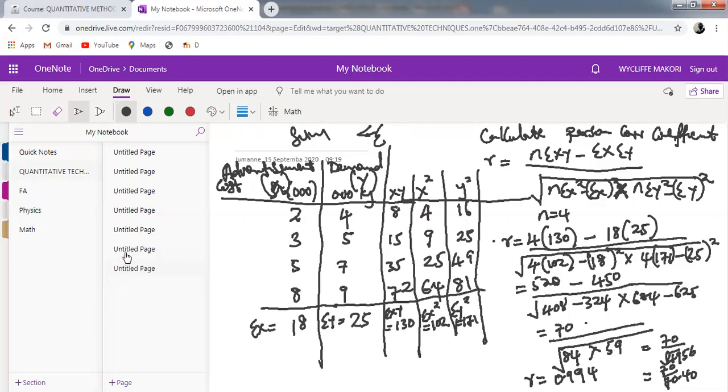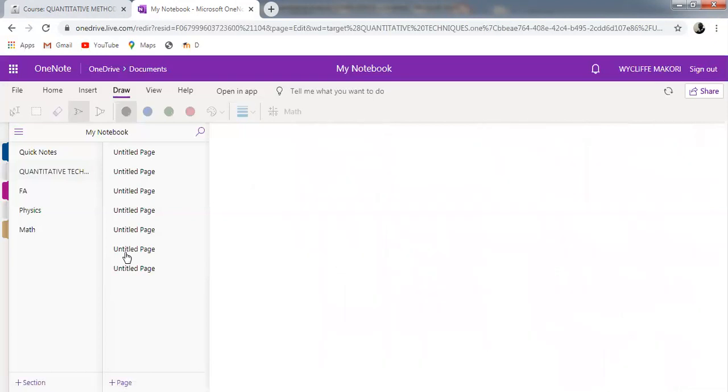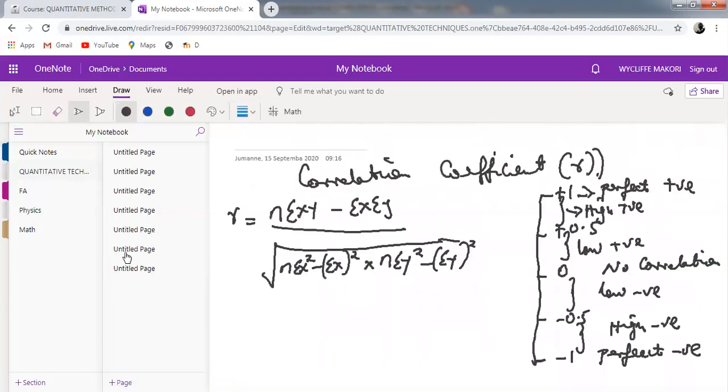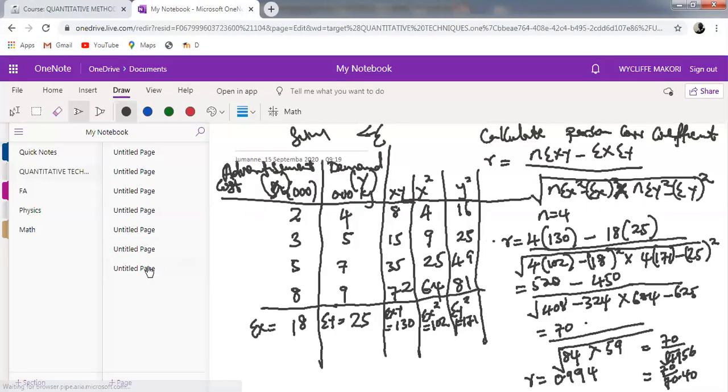So when you are told to interpret the answer, you are simply supposed to come to this particular point and identify where your answer is lying, in which region. You will find positive 0.994 is lying in this region between positive 0.5 and positive 1. So it is a high positive correlation. So this answer can be interpreted as there is a high positive correlation between advertisement cost and the demand of that particular product. So that is actually on the Pearson correlation coefficient.